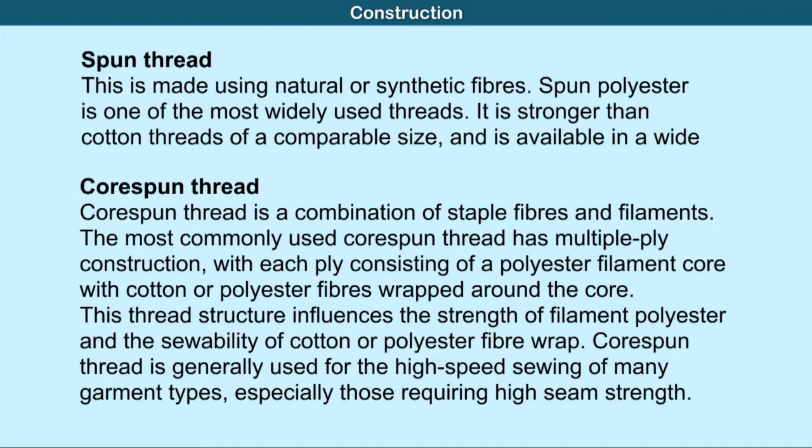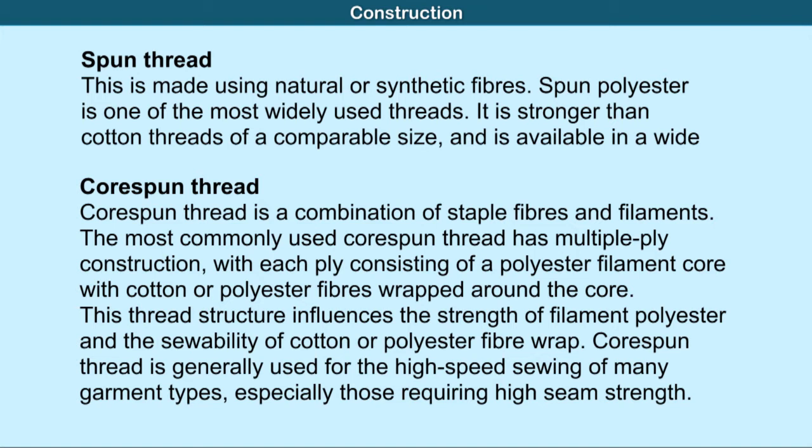Now, core spun thread. Core spun thread is a combination of staple fibers and filaments. The most commonly used core spun thread has multiple ply construction, with each ply consisting of a polyester filament core with cotton or polyester fibers wrapped around the core.